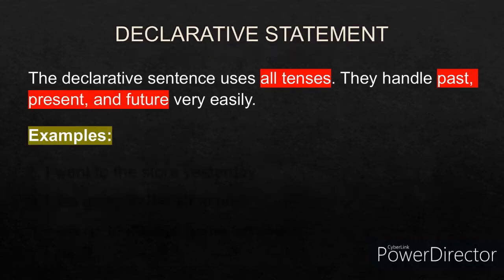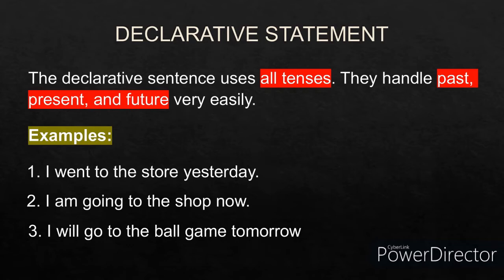And the declarative sentence uses all kinds of tenses, be it past, future, or present. For example, I went to the store yesterday. This is the past tense. I am going to the shop now. This is the present continuous. I will go to the ball game tomorrow. This is the future indefinite. So declarative statements use all kinds of tenses.